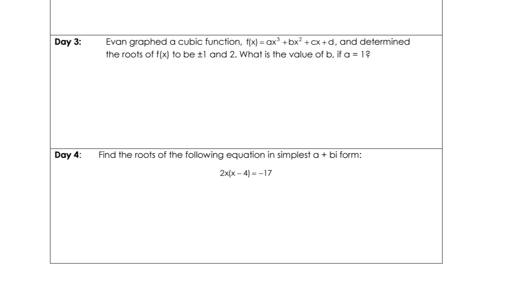Hey guys, we're on Unit 10, Day 3, and in number 3 for our warm-up, it says Evan graphed a cubic function, f of x equals ax to the third plus bx squared plus cx plus d, and determined the roots of f of x to be positive 1, negative 1, and 2. And they want to know what the value of b is if a equals 1.